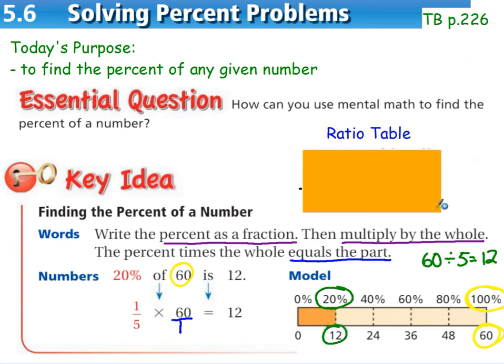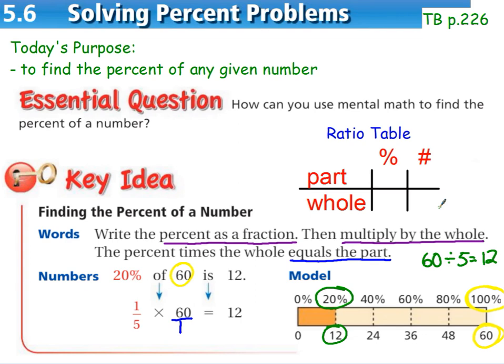Now I'm going to even show you a third way that you could solve this same problem. We can use a ratio table. Now remember, we've talked multiple times that a percent is simply a part-to-whole ratio. So I can use a part-to-whole ratio table to solve it. Let's fill in the information we know. And remember, I'm going back to my original problem, which is asking me what is 20% of 60.